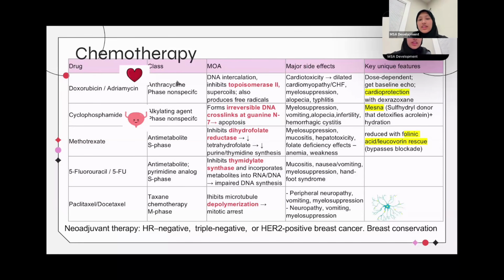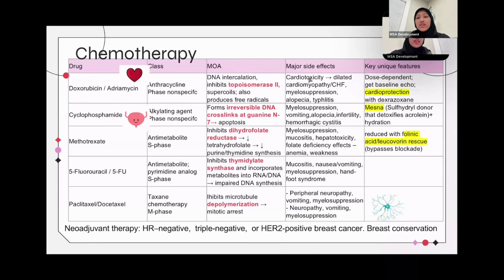So non-specific, it inhibits topoisomerase 2, which inhibits DNA transcription, because this is the one that opens the supercoil in the DNA. Okay, so it inhibits cancer cells from dividing. What does it do? I put a heart here. So doxorubicin, ruby heart, right? Red heart.